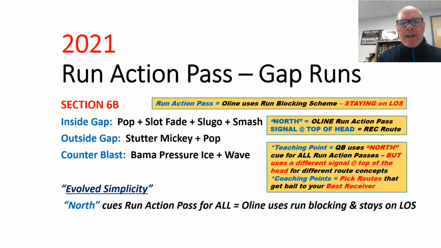I want to talk about run action passes, specifically our inside and outside gap run schemes here. You're going to see different pass concepts that we can use to attack specific coverages.